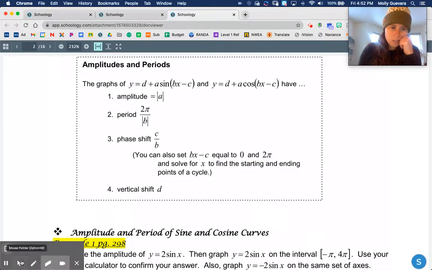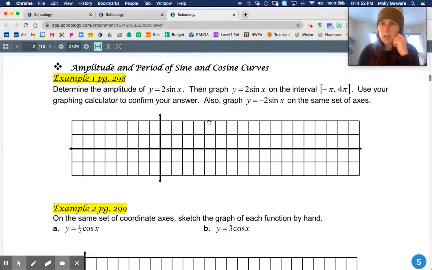So we're going to look at these, and I'm going to use a couple colors here. So you might want to have maybe a couple different colors, at least 2. If not, just make sure that you're really good at labeling, okay? So the first part says determine the amplitude of y equals 2 sine of x. Well, the amplitude is always my a, so right here. So in this case, my amplitude is 2. So what that means is from equilibrium, it's going to go up 2 and down 2 instead of 1.